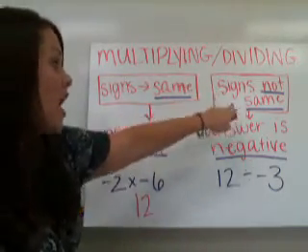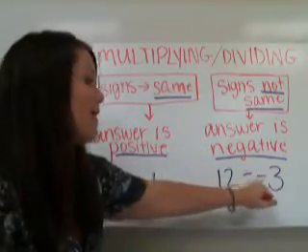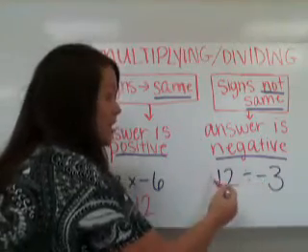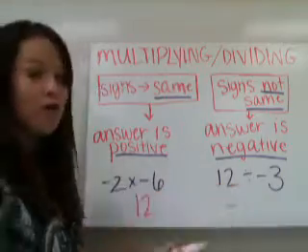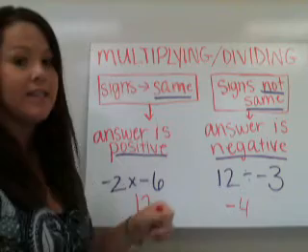Now, if our signs are not the same, then the answer is negative. So if we look at 12 divided by negative 3, this is positive and this is negative, so our signs are not the same. So we know our answer will be negative. 3 will go into 12 4 times. So 12 divided by negative 3 is negative 4.